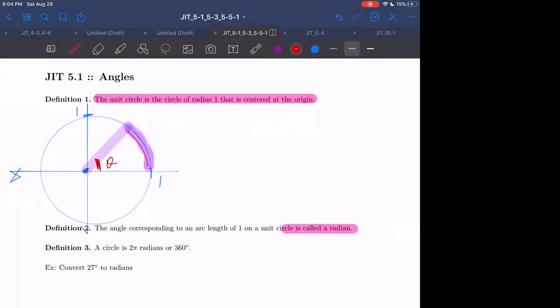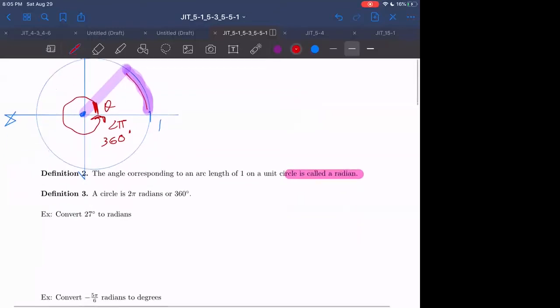All right, and a circle is 2 pi radians or 360 degrees. So if I were to take this angle and go all the way around to the other side of the circle, it would be 2 pi radians or 360 degrees.